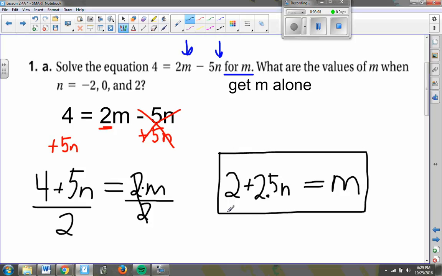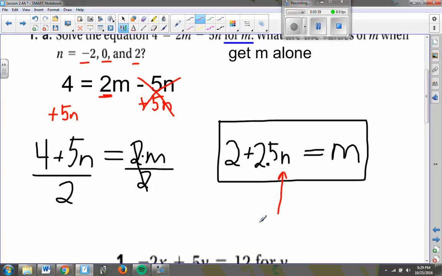The problem is I can't make it one nice answer because there's still this pesky n involved right there, which is messing everything up. But I'm done here. 2 plus 2.5n, I'm finished. Now the only other part of this question says, what are the values of m when n equals negative 2, when n equals 0, and when n equals 2? So what I do is I take each of those numbers and I plug them in right here, in for n.